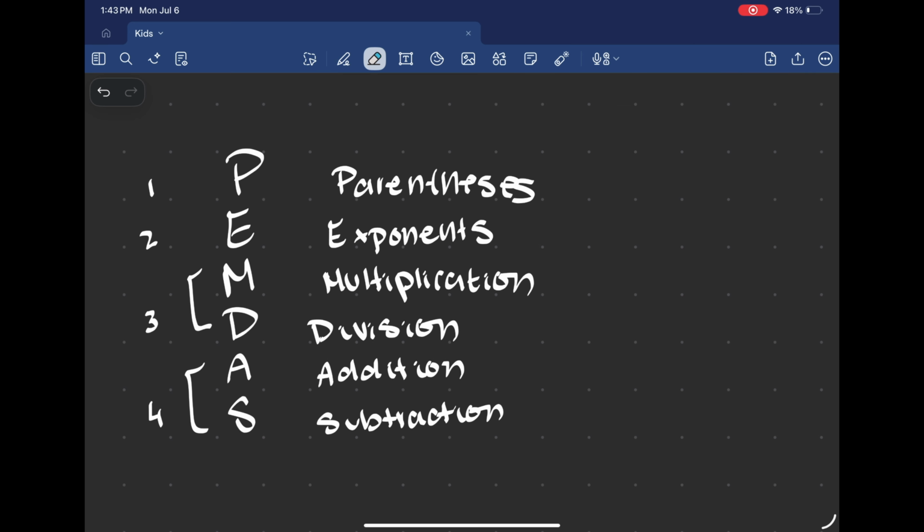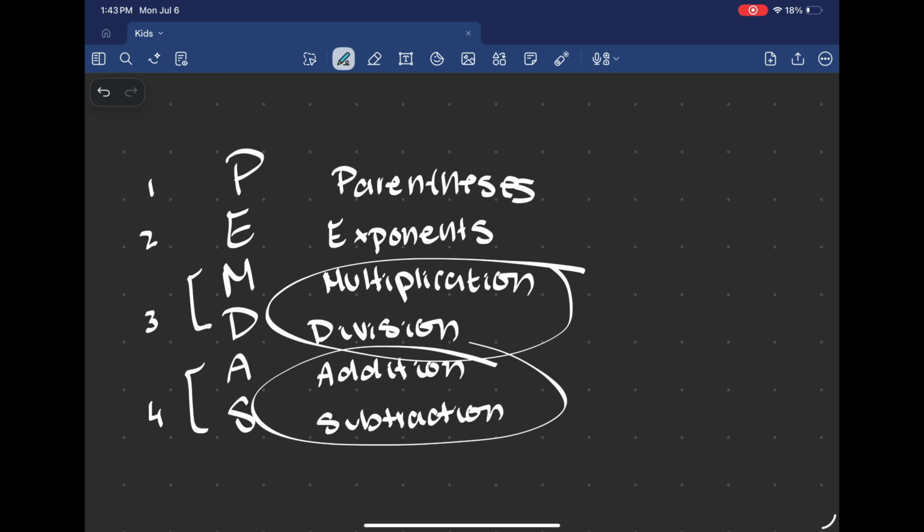This is PEMDAS. P is for parentheses, E exponents, M multiplication, D division, A addition, and S subtraction. This order tells us which operations to do first. But there's one important thing many students don't realize. Multiplication and division are at the same level, and so are addition and subtraction. So we don't always multiply before dividing, and we don't always add before subtracting. Instead, we work from left to right for these 4 operations.